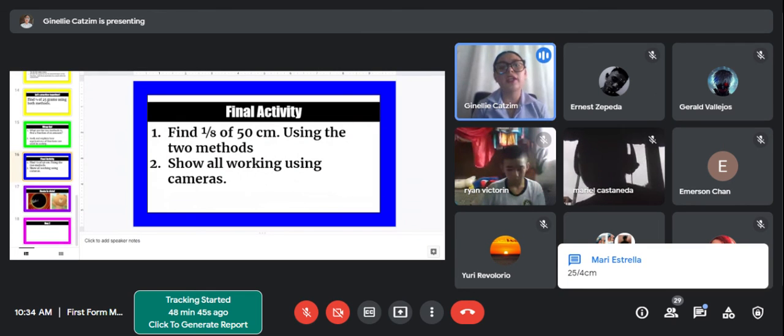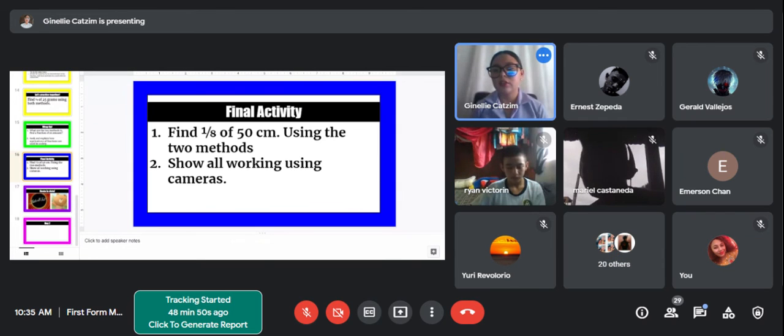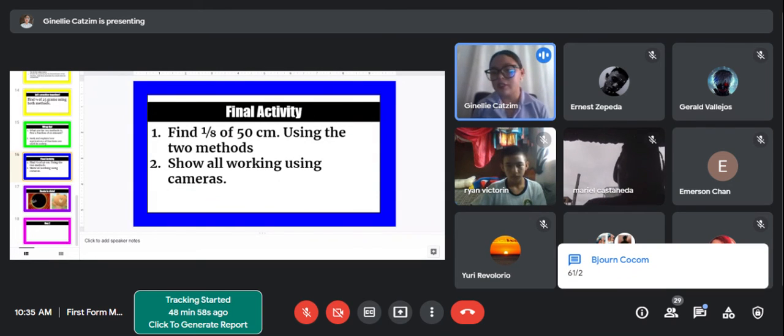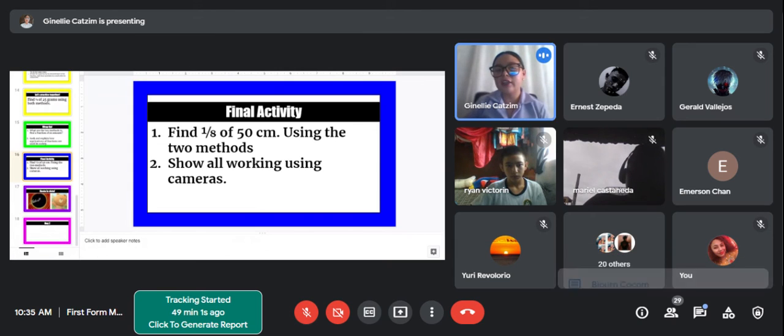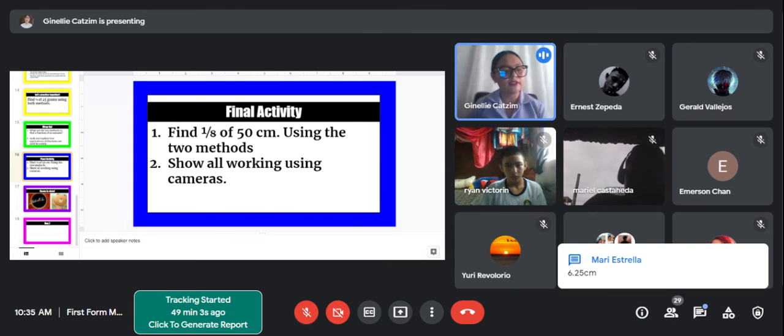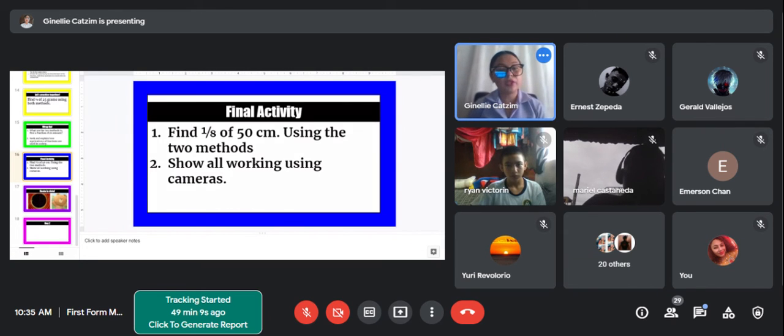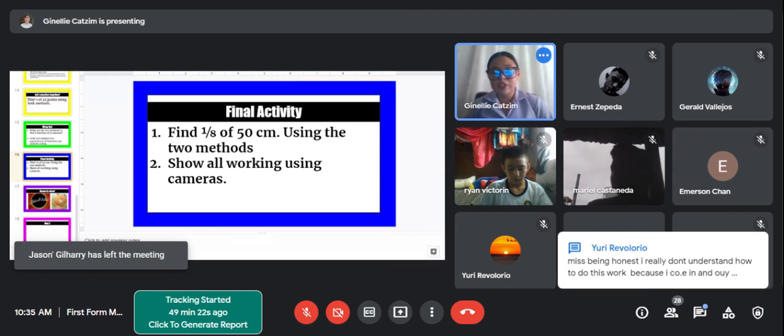The answer is 1/8 of 50. If we do it, okay, 25 over 4, that's also 6 1/4, right? So if we divide the 50 by the 8, how much is that? Six and one fourth, right? And if we just multiply by 1 by the numerator, then we still have the same answer, right?